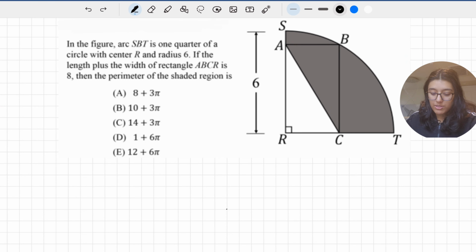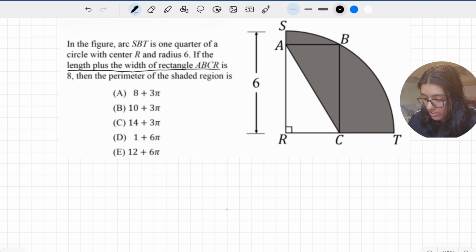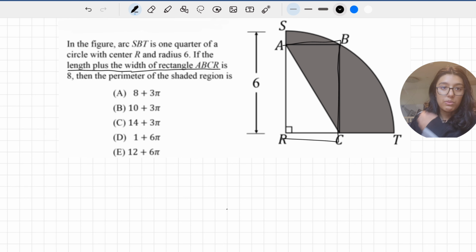Now on to the next problem. In the figure, arc SBT is 1/4 of a circle with center R and radius 6. If length plus width of rectangle ABCR is 8, then the perimeter of the shaded region is what?